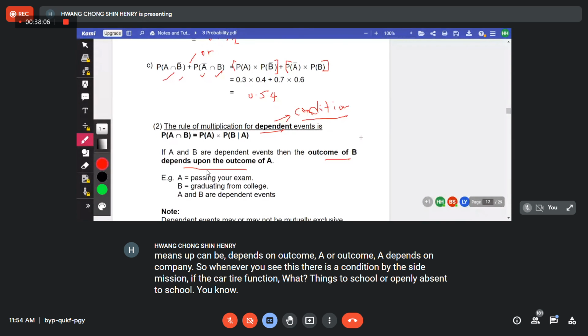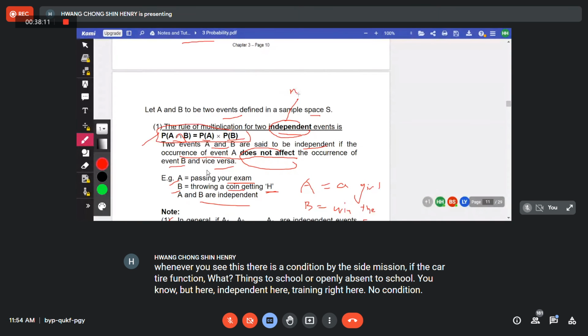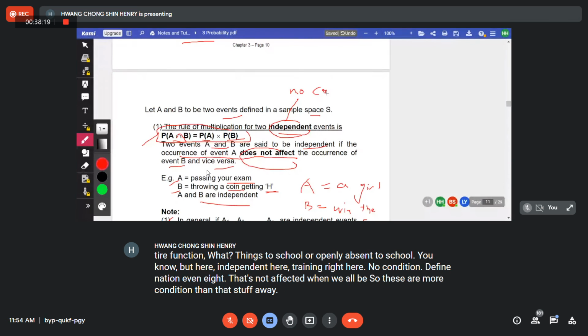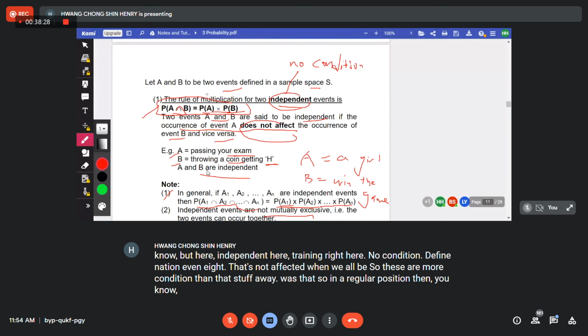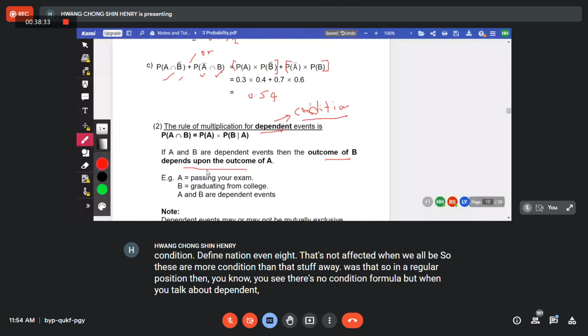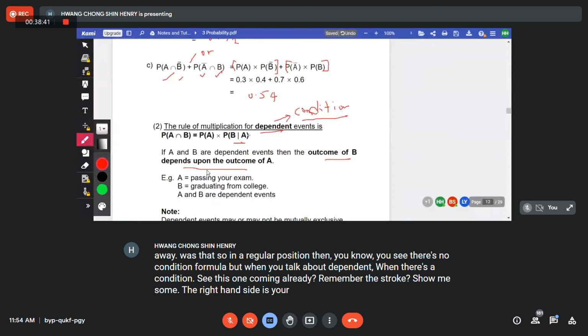But back to here. Independent here, can you write here? No condition. Just like I mentioned, event A does not affect event B, or B does not affect A. So this one, no condition. Understand? So when I write here no condition, then you know this is PA times PB. You see there's no condition formula. But when you talk about dependent, when there's a condition, see this one coming already. Remember the stroke. Stroke means what? The right hand side is your condition.